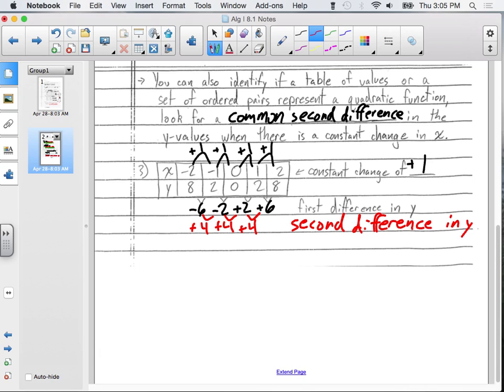So since they're all the same, and there's a second difference, what can we say about this? What are we trying to find? It is a quadratic. So this is a quadratic.